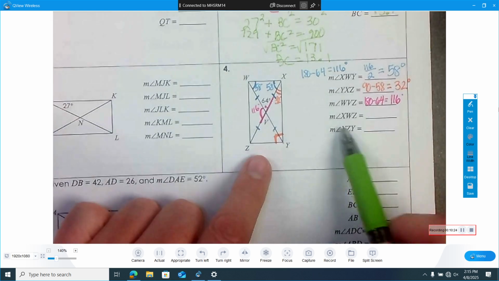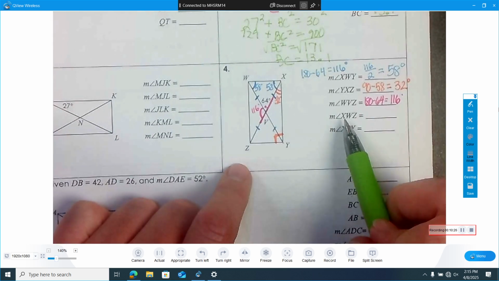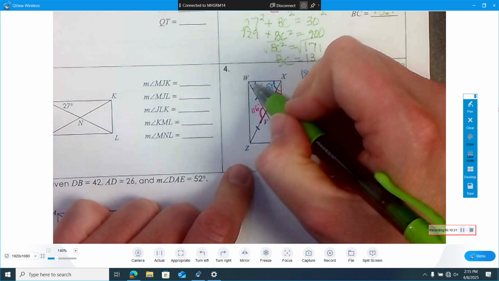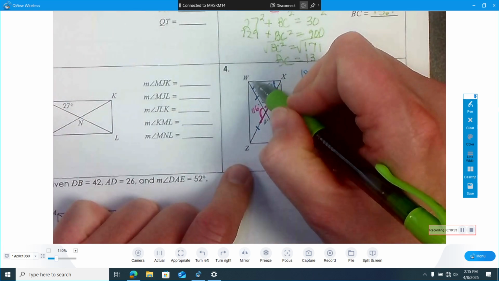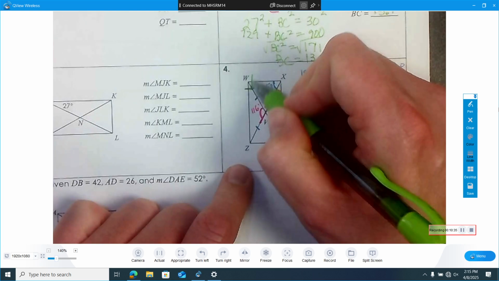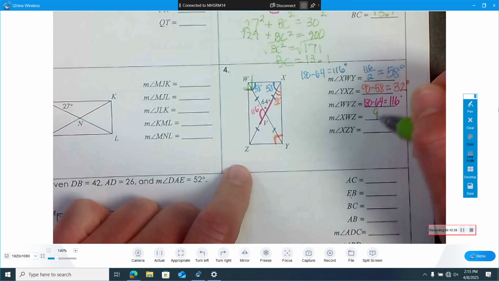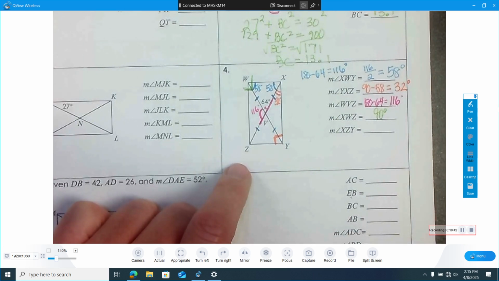All right, and we have angle XWZ. Oh, hey, XWZ is the whole angle here. What is that whole angle? 90. It's a corner on a rectangle, 90 degrees.